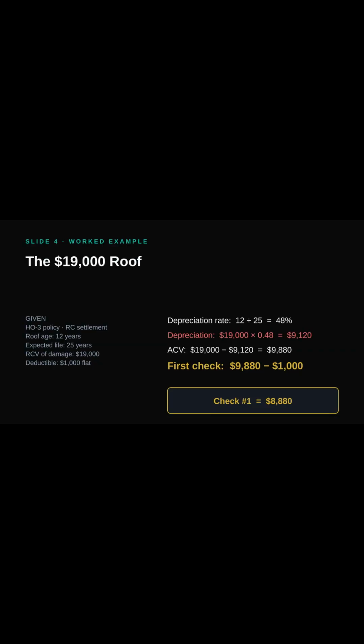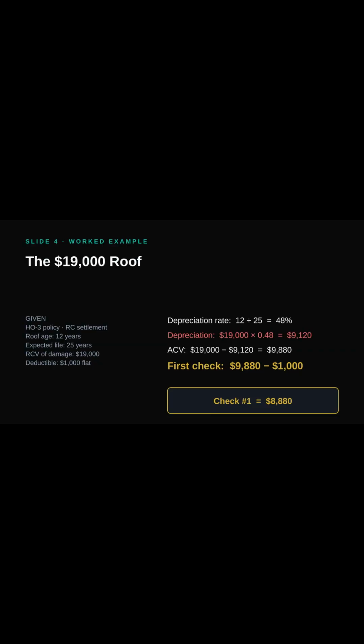And this is the moment every policyholder calls confused. The estimate said $19,000. Where's the rest of my money? The answer is recoverable depreciation, the holdback mechanic. If the policy carries replacement cost coverage, the carrier pays in 2 installments. Check 1 is the ACV payment we just computed.